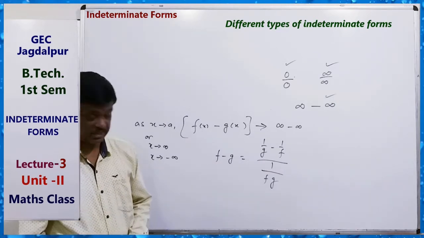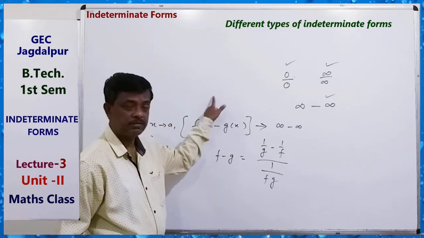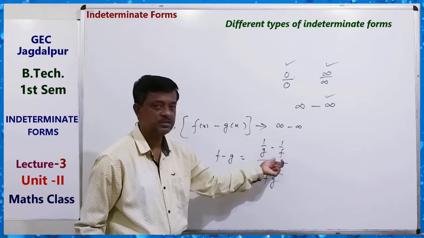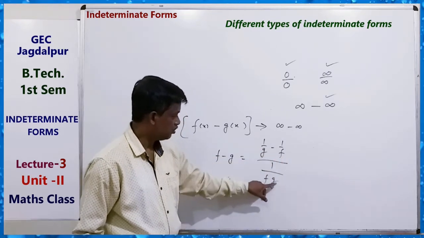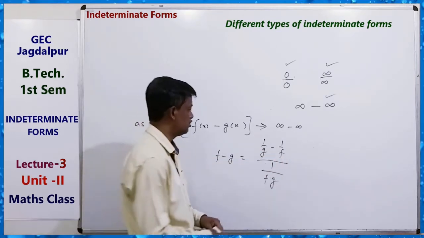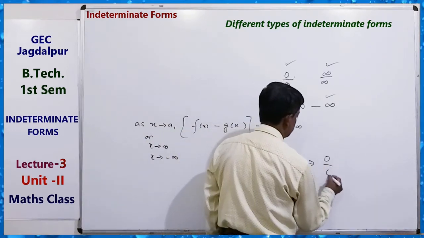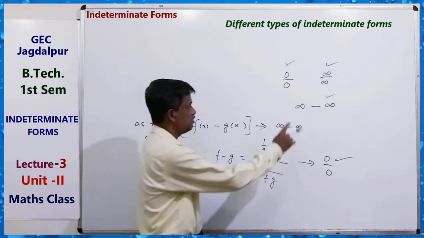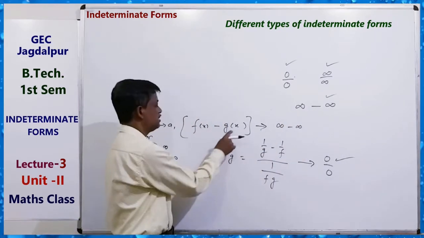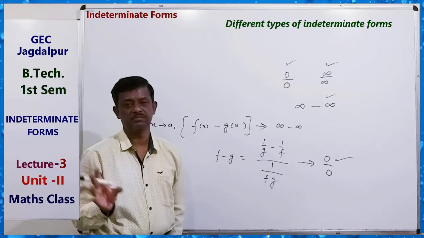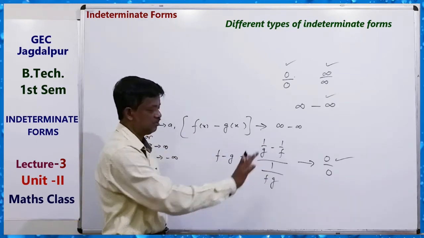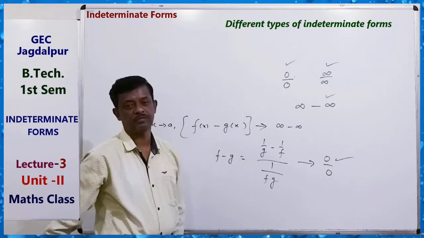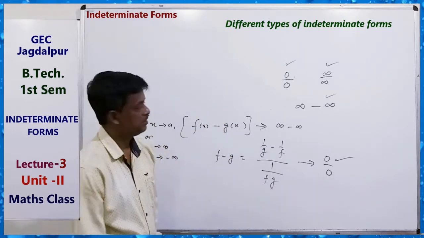Here f is tending to infinity and g is tending to infinity, so 1 by g tending to 0 and 1 by f tending to 0, giving 0 minus 0 over 0. So this is 0 by 0 format, and you can convert it. This can also be converted: if fx minus gx, just taking the LCM like this, you can solve it by converting to 0 by 0 format and then applying L'Hospital rule.